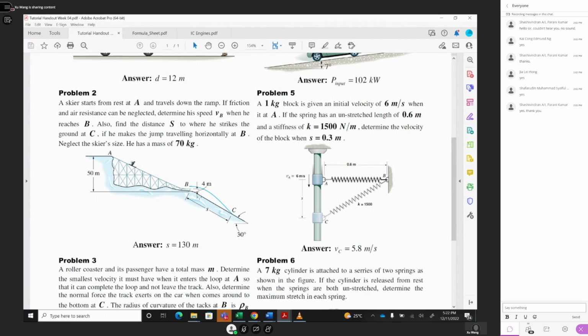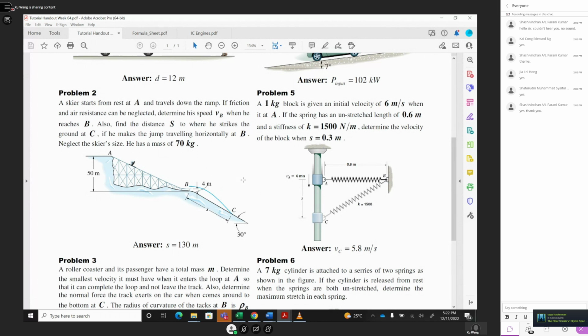From here, after he reaches here, he has 2 directions. One is the horizontal direction. There is no force in the horizontal, so the horizontal should be constant speed. So from this jump, mgh equals half of mv squared, and we should find the velocity. The velocity times t should be equal to this s cosine 30 degrees.